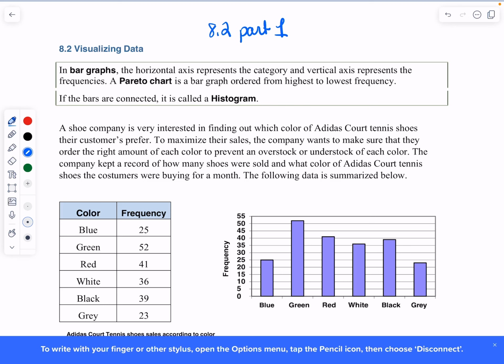Okay, this is 8.2 part 1. We're going to be talking about visualizing data. So 8.1 basically told us how to gather data. Now we're going to look at what we do with that particular data.